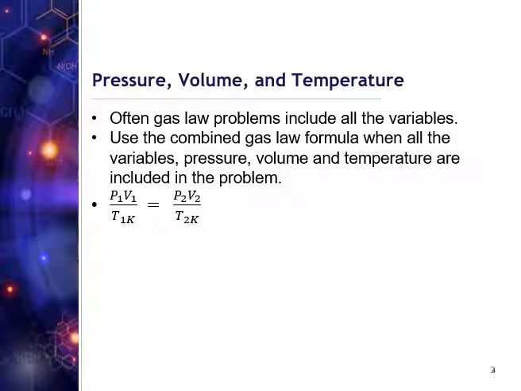The combined gas law is P1 times V1 divided by T1K is equal to P2 times V2 divided by T2K. Remember, the T is there to remind you to use the Kelvin temperature.